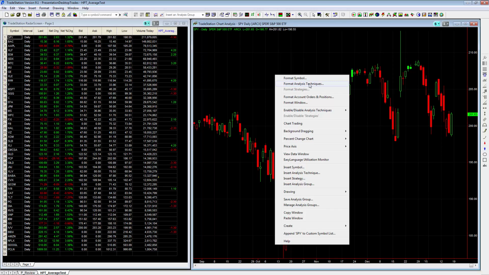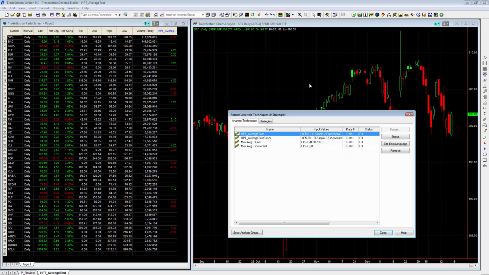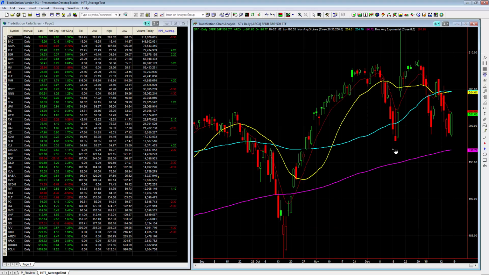The reason I use these averages is because that's what other analysts use, and so there's a certain amount of effect that goes in with that. So again, I use the 20-period, the 50-period, and the 200-period moving average, and then I also use the 8-period exponential. These two indicators, the moving average 3 lines and moving average exponential, are available to you with TradeStation out of the box. So you should be able to add those to your chart just like this.